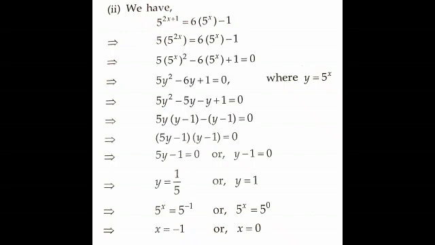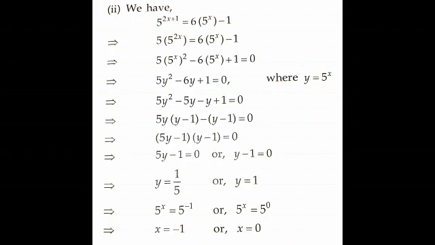Now equating both to 0. Here we have 5y − 1 = 0, which gives y = 1/5. Now equating y − 1 = 0 gives y = 1. As here we have assumed 5^x = y, putting that value here, we can write 5^x = 1/5, which can also be written as 5^(−1). So on equating the exponents, here I have x = −1.